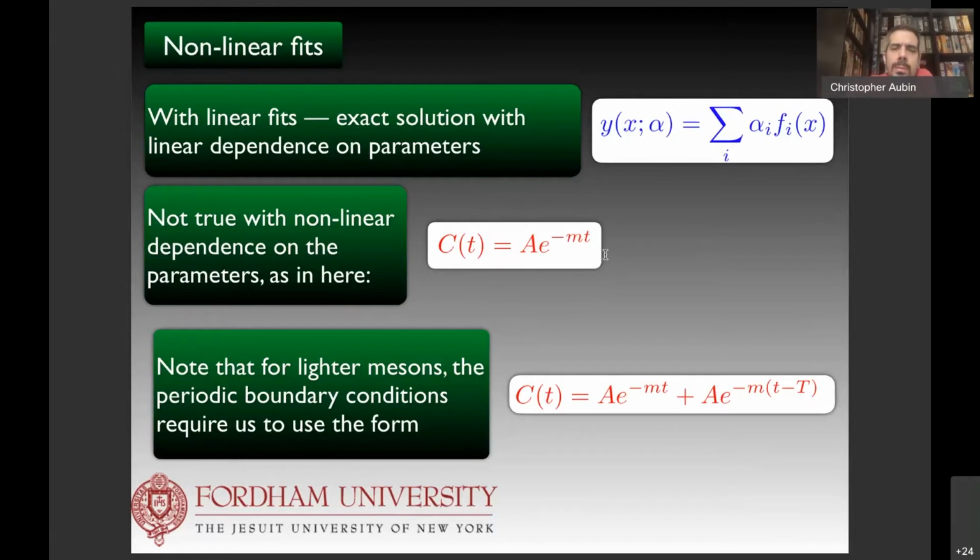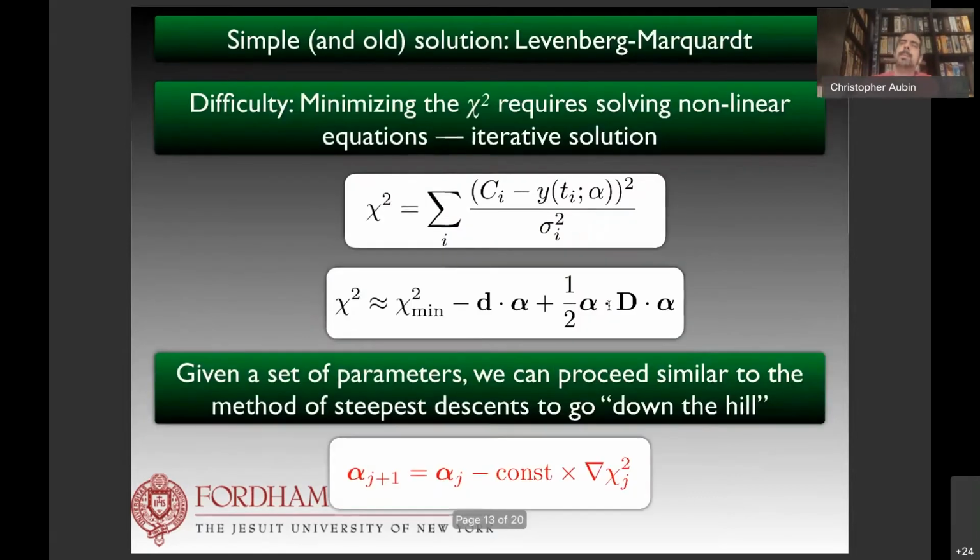So how do we fit a function like this? Well, the procedure is basically the same. You want to minimize a chi-squared, right? That's really all fitting is. It's just minimizing chi-squared.